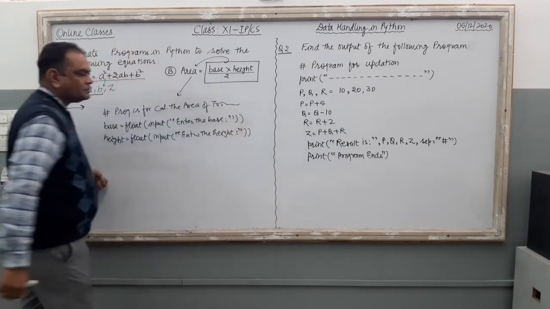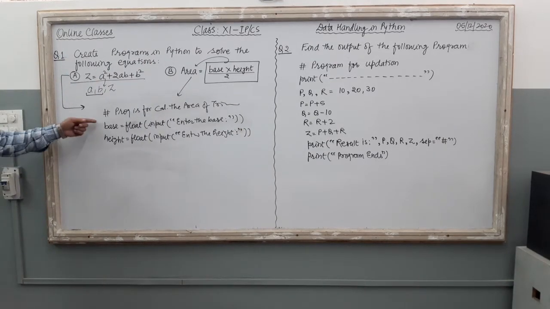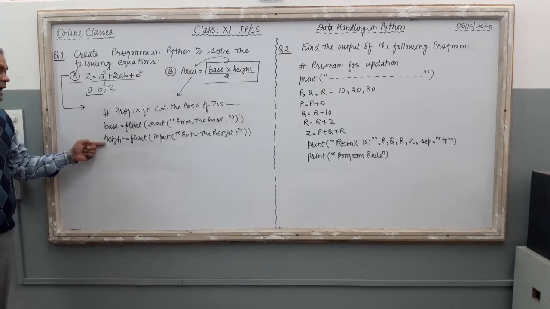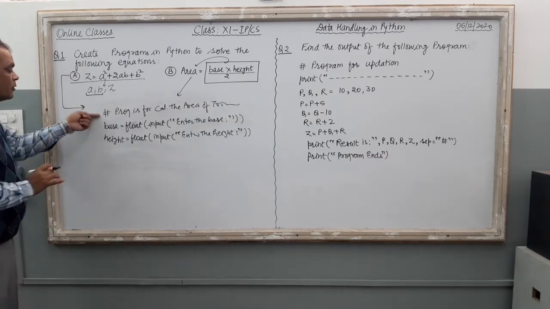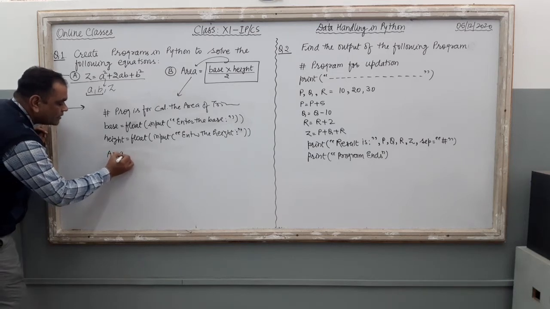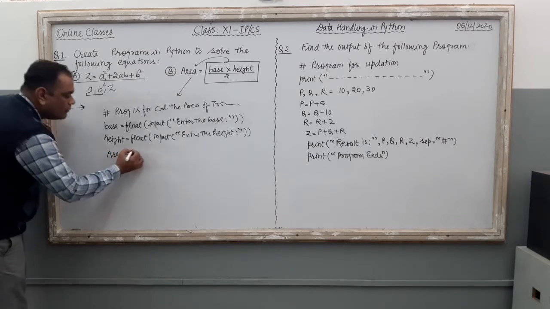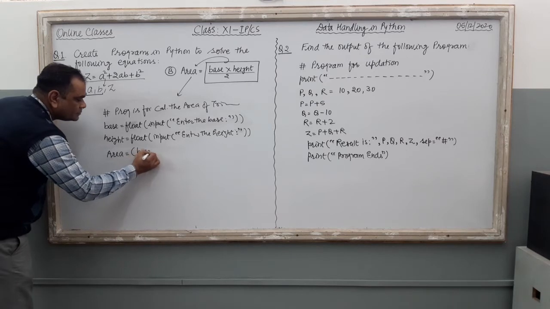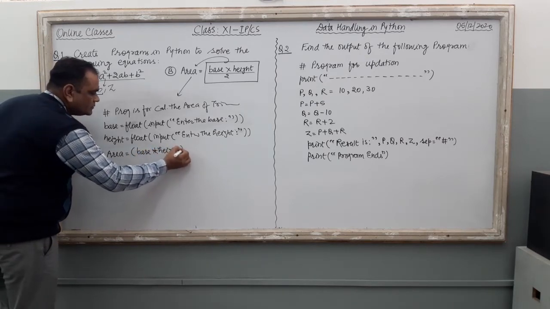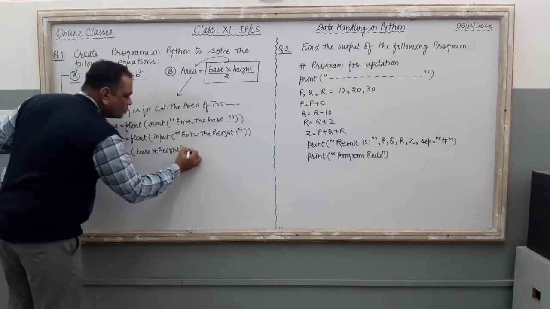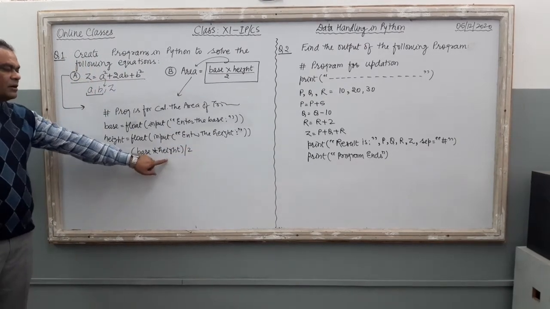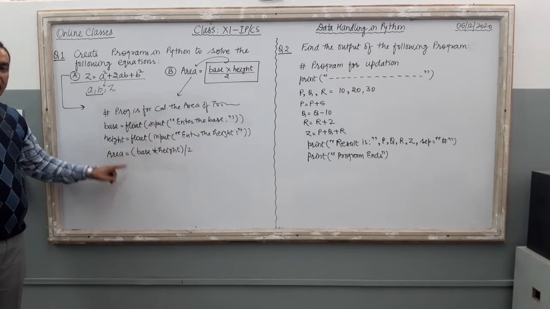Just see this one. Now base, value of base is ready with us. Value of height, it is also ready with us. Now put these values into the formula. Write the formula in the proper format. क्या होगा formula? Area equal to, मैं कैसे लिख रहा हूँ देखो, base into height upon 2. Done. Automatically your computer is going to calculate the area of the triangle.